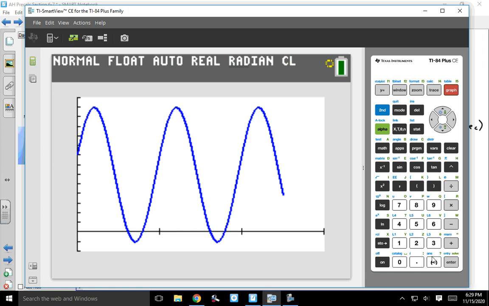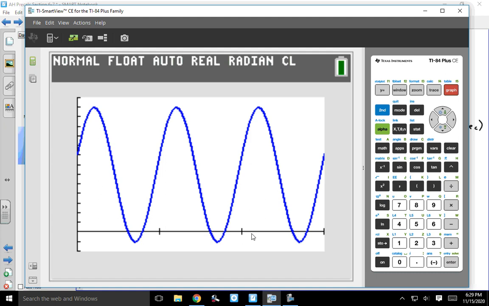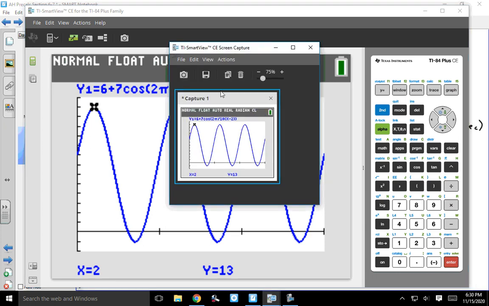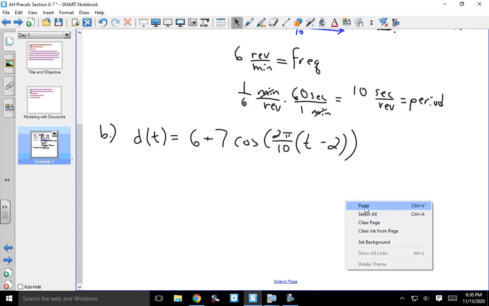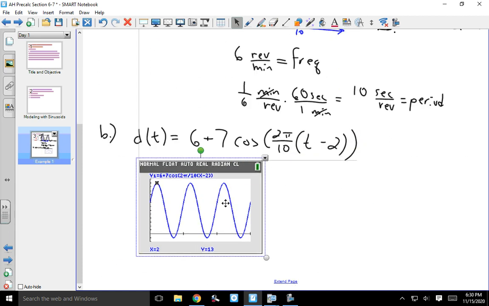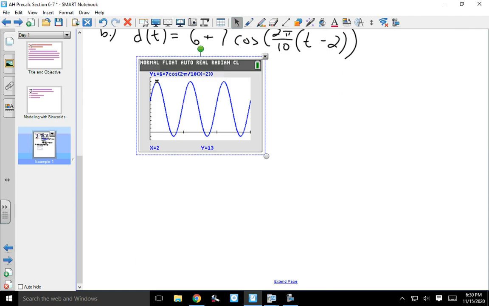Okay, there we go. That looks like a pretty decent sketch of this. And I guess we could trace this to 2 just to make sure that's when we hit our high point. That looks pretty good there. In fact, maybe I'll grab a picture of it just like that. All right.